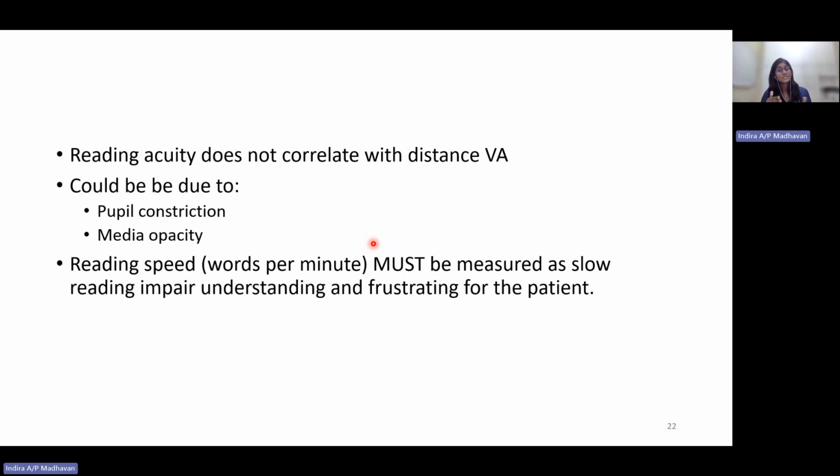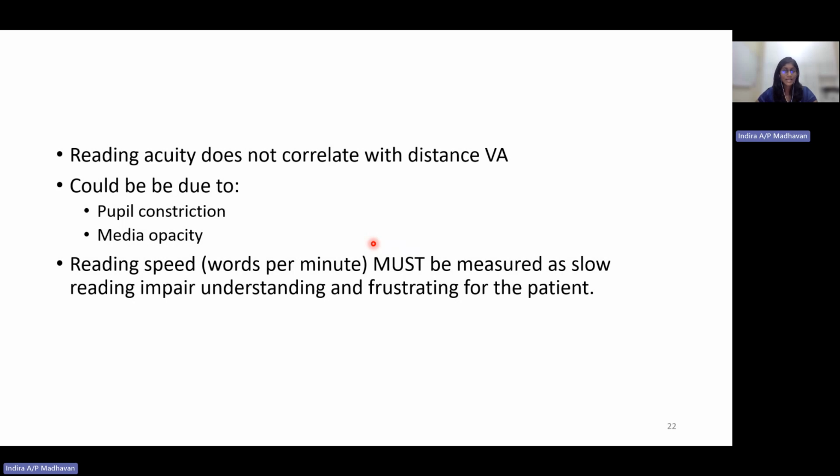So this is very important because when prescribing magnifiers, the field of view is going to be constricted, and the image is going to be magnified. So the patient might be excited only initially because they see something smaller. But when you use it for a prolonged period of time, it's not going to be exciting. So that is the reason why we need to measure the reading speed.